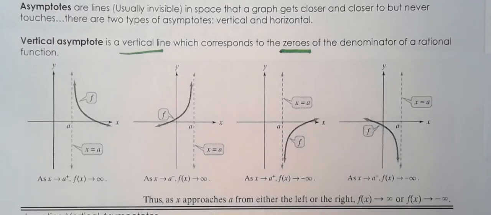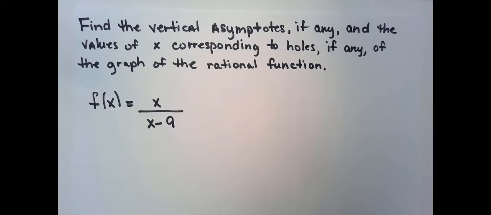And it says, as x approaches a, whatever a is, from either the left or the right side, our f of x will approach positive infinity or our f of x will approach negative infinity. So we're going to look at how to find the asymptotes. Now this is the one we're talking about, vertical asymptotes, right now, and then we're going to get into horizontal asymptotes. So think about it: a horizontal line goes left to right, vertical asymptotes go up and down. All right, so let's first find the vertical asymptotes.